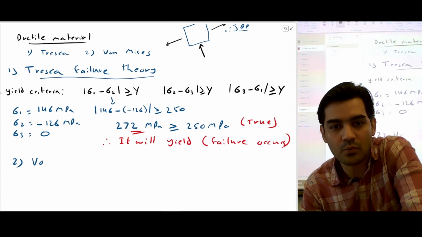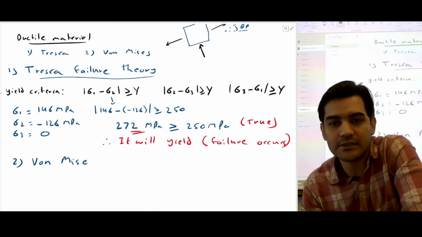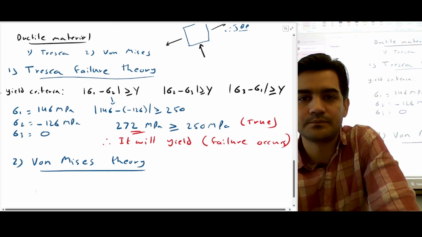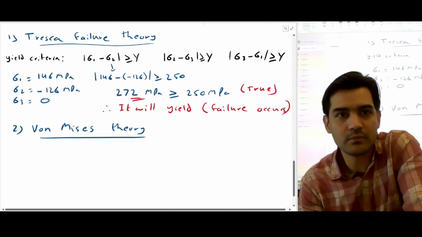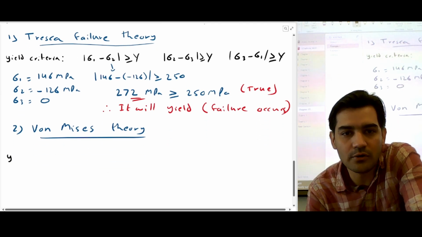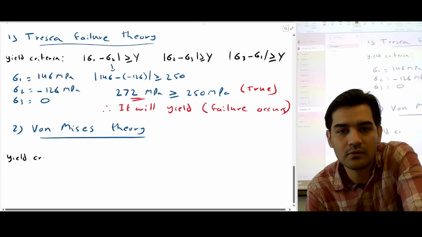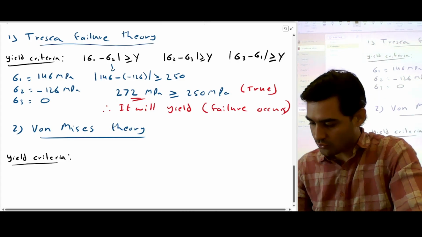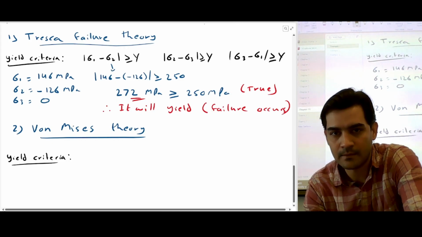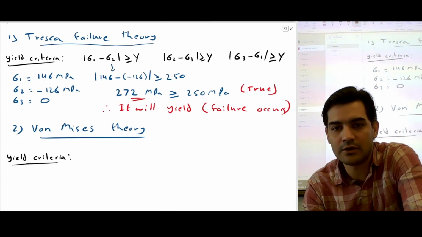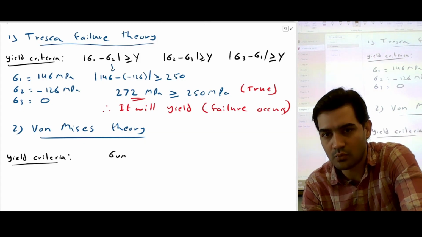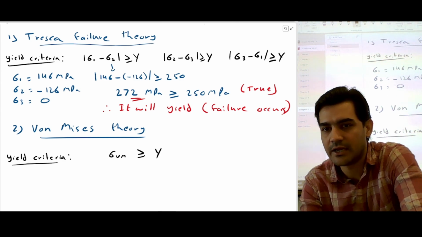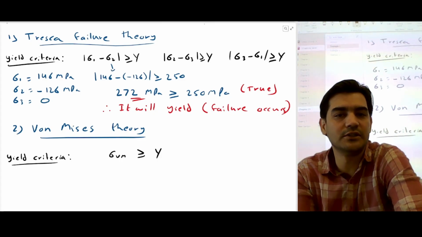So von Mises theory. We're going to use von Mises theory now. So I'm going to write down the yield criteria for von Mises. Von Mises says that if our von Mises stress is greater than or equal to yield, if this is true, then we will observe failure.